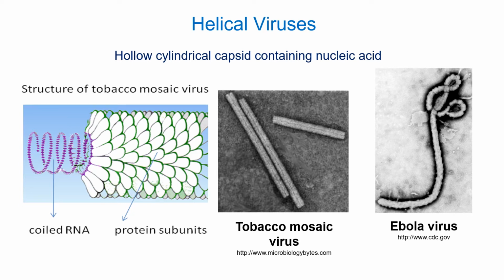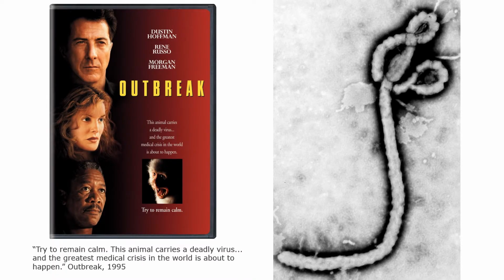Ebola is also an example of a helical virus, and you're seeing a very classic image of Ebola here. So classic, in fact, that this image has been featured in a number of movies, including the 1995 movie starring Dustin Hoffman known as Outbreak. Now, there are a number of errors in this movie. In fact, after you finish this course, you might find it kind of fun to watch this and see if you can figure out the problems.